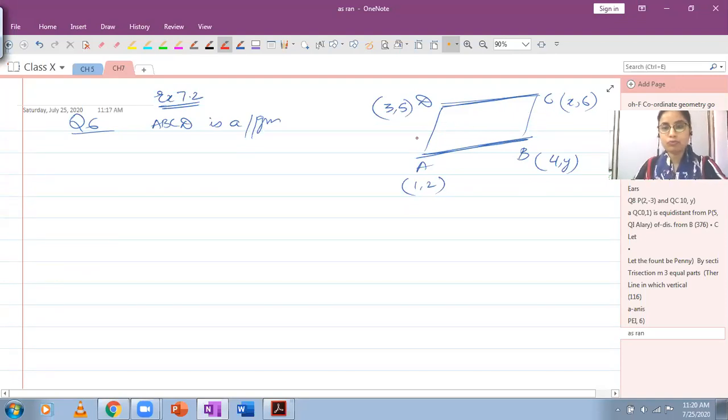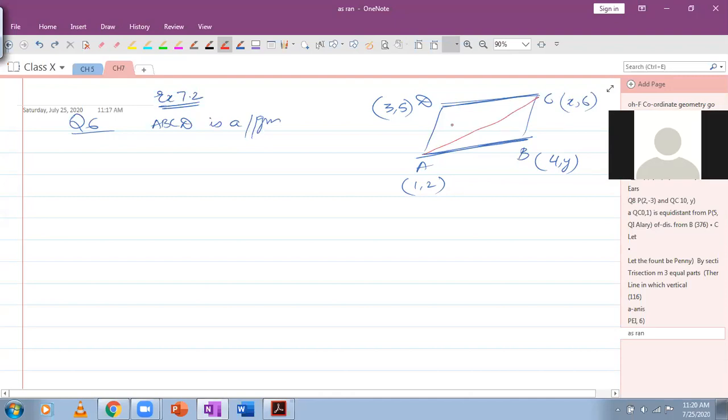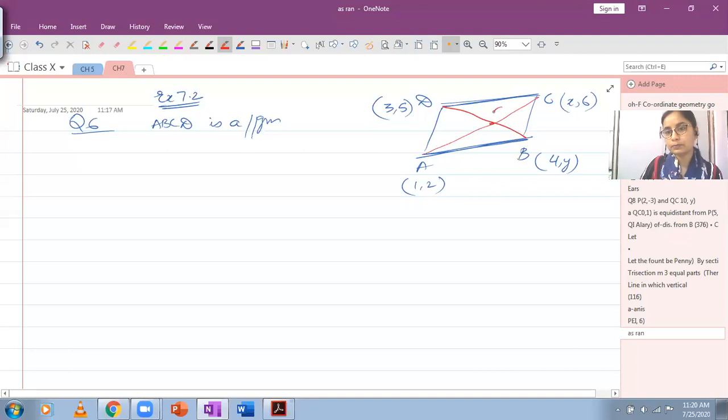So what I'm going to do here is use this property that the diagonals of a parallelogram bisect each other. The diagonals of a parallelogram bisect each other. That means point O is the midpoint of AC as well as BD. So this is what I'm going to use here.